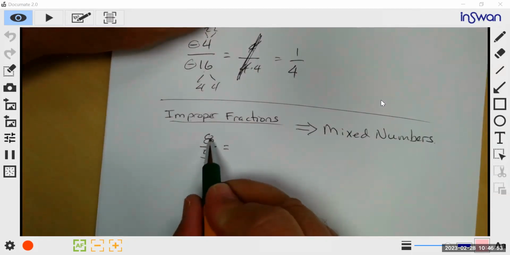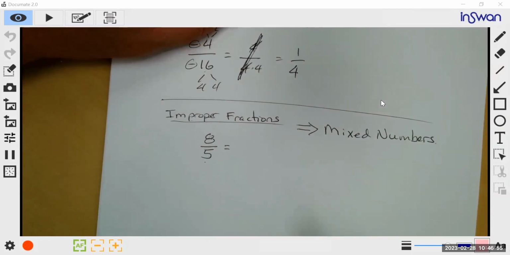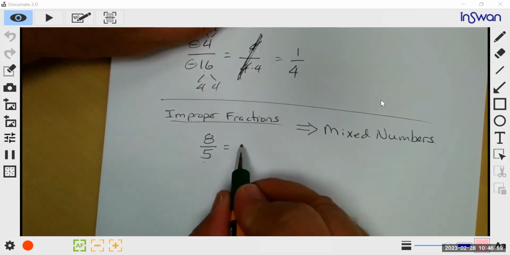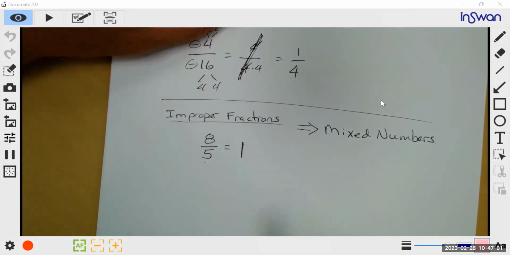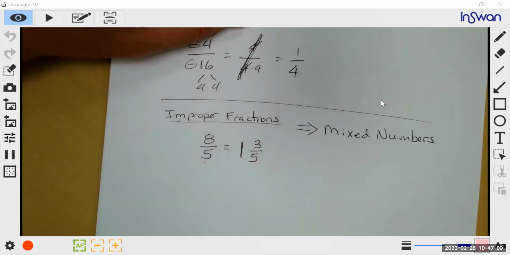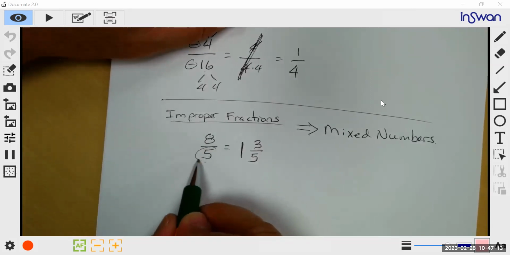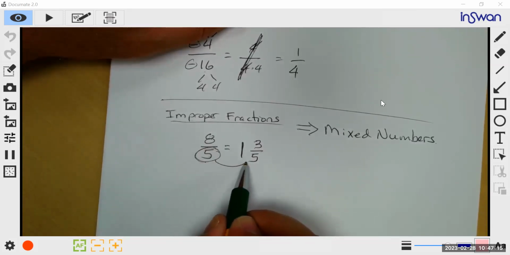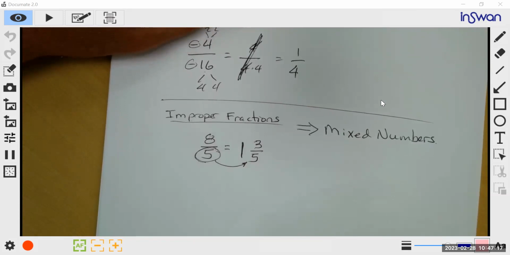So how many times does 5 go into 8? 1 time. How many left over? So there's your mixed number. This number is on the bottom. It will always stay on the bottom.